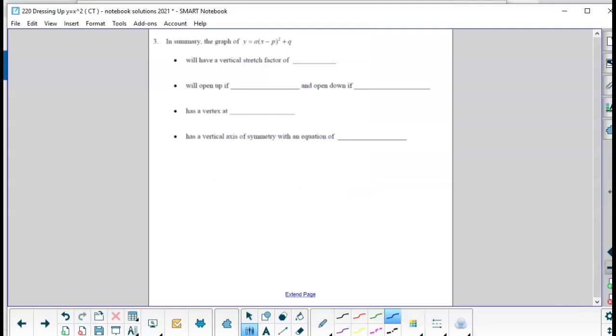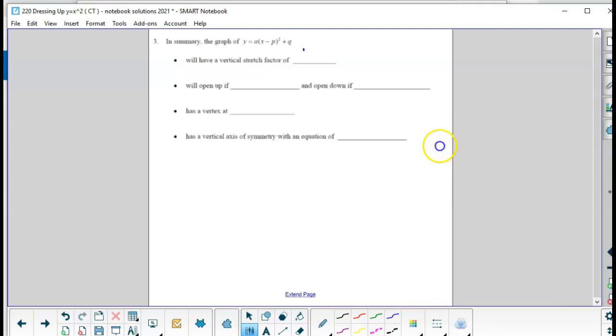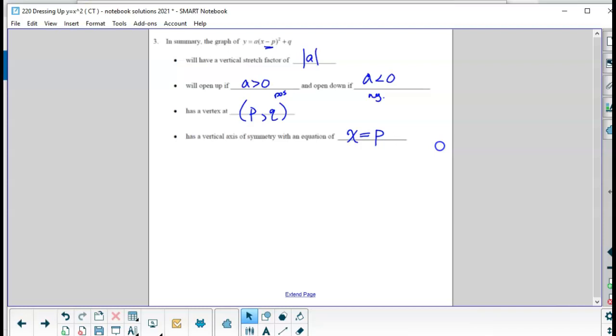So to summarize, that's your vertex form of the equation. We'll have a vertical stretch factor of, well, A, but A could be negative here, so that's why we use absolute value signs. It will open up if A is greater than 0, so a positive. It will open down if A is less than 0, so a negative. It has a vertex at (P, Q), okay? It's always shown with a minus there so that it's easily saying P there. It has a vertical axis of symmetry with an equation of x equals whatever the x value is at the vertex, so P. Okay, and that's it.